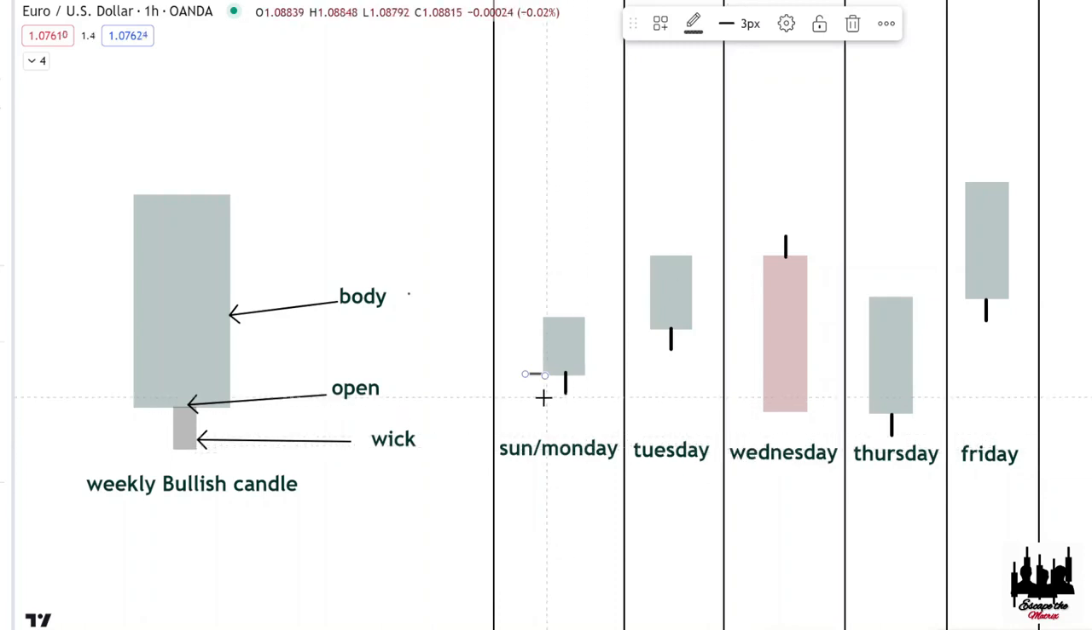So what happened here? On Wednesday, price came down and took our previous weekly low. It trapped all the sellers, everybody that insinuated that price would drop down, to later on Thursday and Friday finish price above and break the weekly high. So this campaign here is really just one weekly candle.